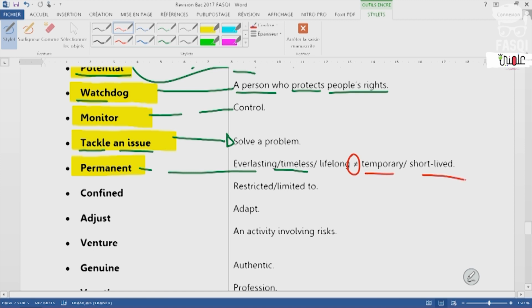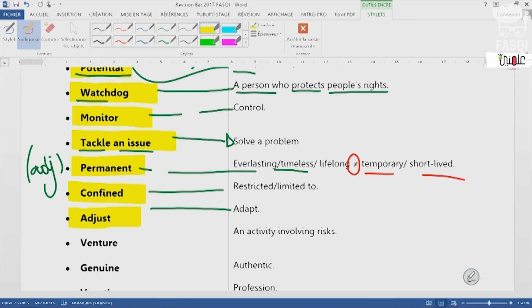Here we are with adjective forms. When we talk about lifelong learning, adult learning, confined, that's to be limited to or restricted to. Or the word adjust: you want to adjust, to make an adaptation, to adapt, and that's a verb. And I have the new word venture.